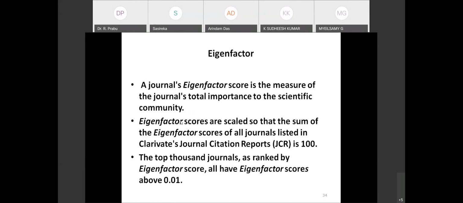Eigenfactor is another database, called the Journal Eigenfactor score. It is a measure of the journal's total importance to the scientific community. The Eigenfactor scores are also scaled so that the sum of the Eigenfactor scores of all journals is 100. So this is also covered in the JCR. The top 1,000 journals are ranked by Eigenfactor score, and all have Eigenfactor scores above 0.01.